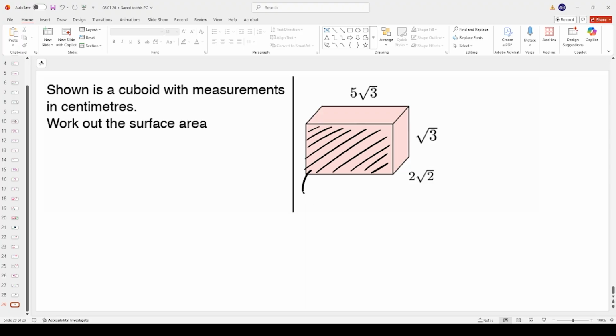So that first shape is going to be 5 root 3 times root 3, which is what? I know, Josh, I know. So what's that? 5 times 3? So who got 15 for that one? So there's 2 of them, right? There's one in the back. So that's 2 of them, 15, so 30.